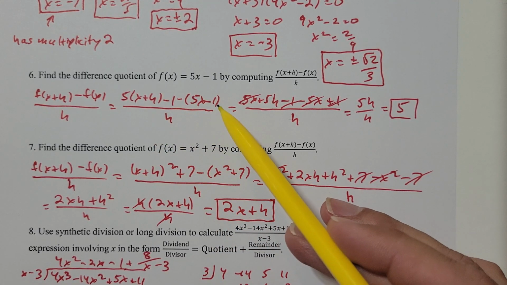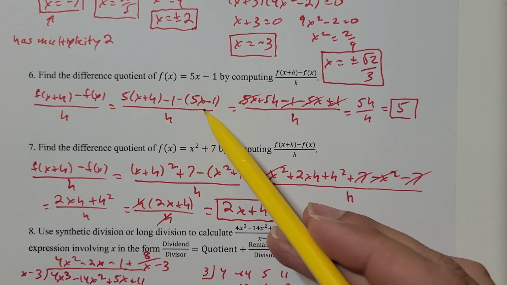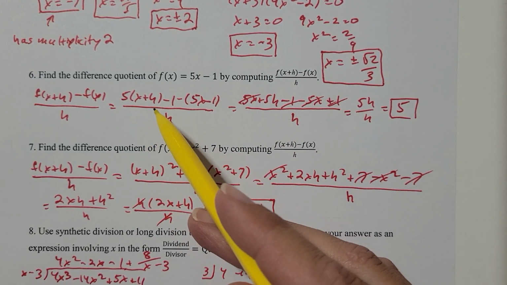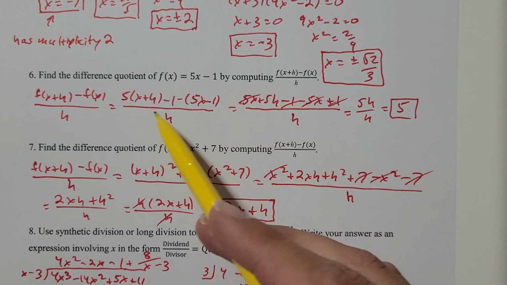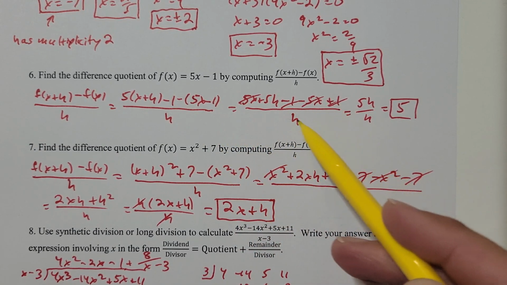Now I want parentheses around the 5x minus 1 because the next thing I'll have to do is distribute the negative into these two terms here. Also, let's distribute the 5 into these two terms up here. So I got 5x plus 5h minus 1 minus 5x plus 1 all over h.